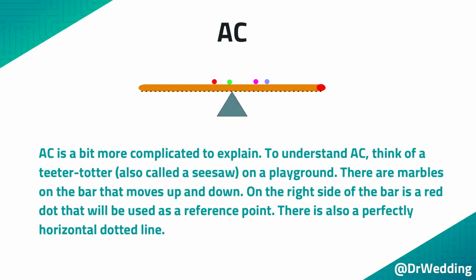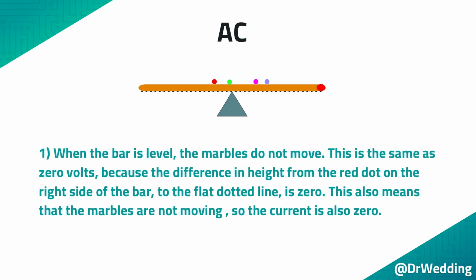AC is a bit more complicated to explain. To understand AC, think of a teeter-totter, also called a seesaw, on a playground. There are marbles on the bar that moves up and down. On the right side of the bar is a red dot that will be used as a reference point. There is also a perfectly horizontal dotted line. Step 1. When the bar is level, the marbles do not move. This is the same as 0 volts, because the difference in height from the red dot on the right side of the bar to the flat dotted line is 0. This also means that the marbles are not moving, so the current is also 0.